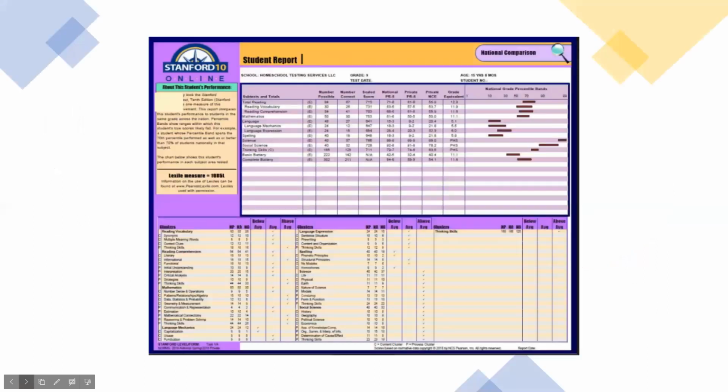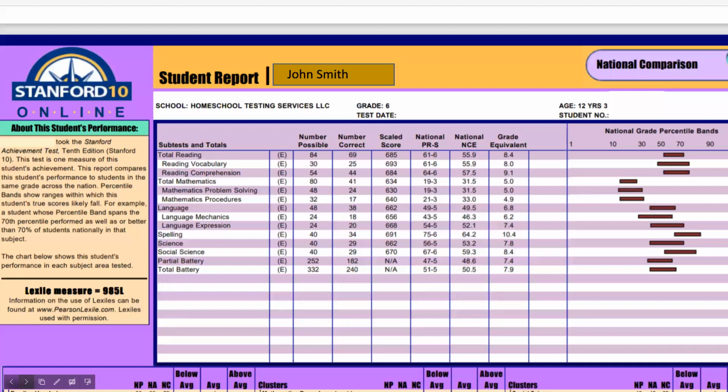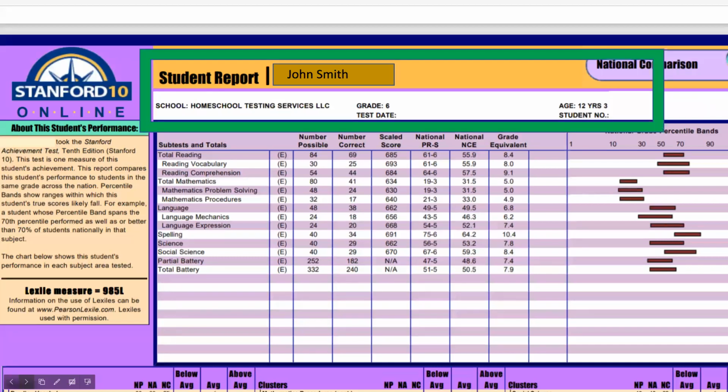When you take the Stanford-10 online assessment, you will receive this one-page student report with clusters. Let's look at the top half of the student report. At the top of the report, you will find your student's name, grade, and test date. Our sample student for today is John.